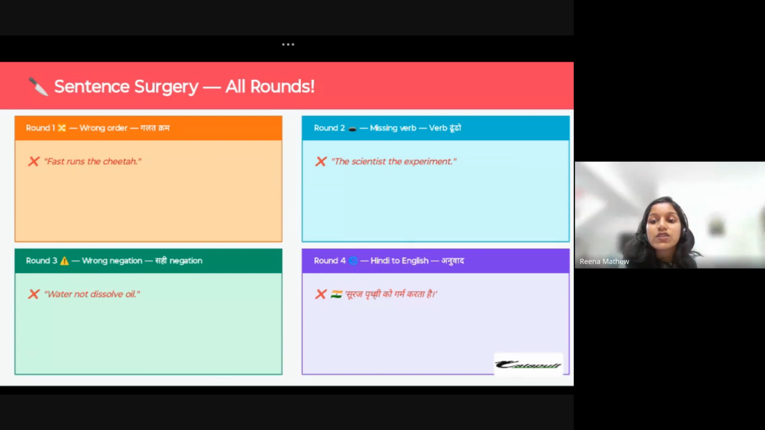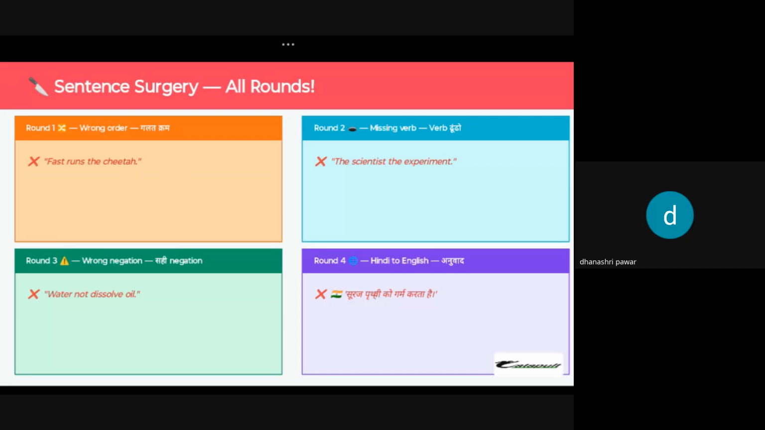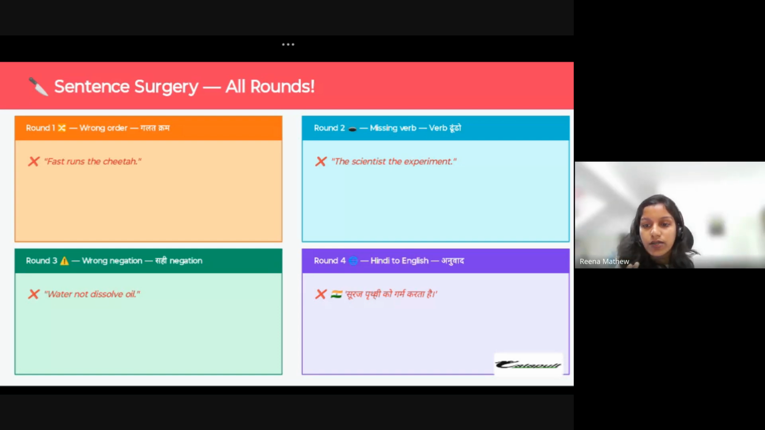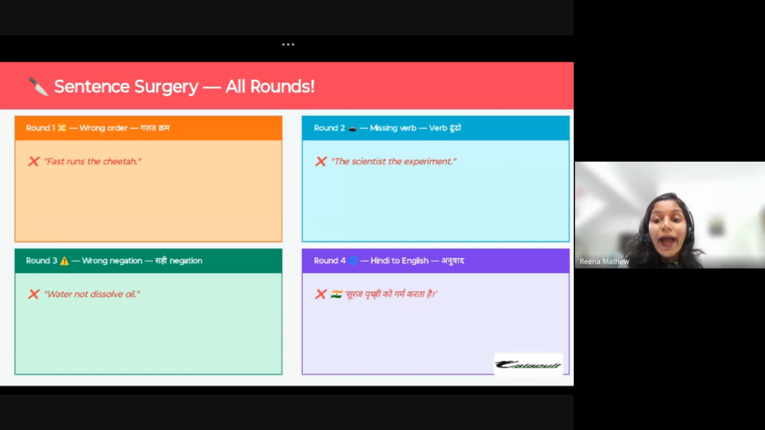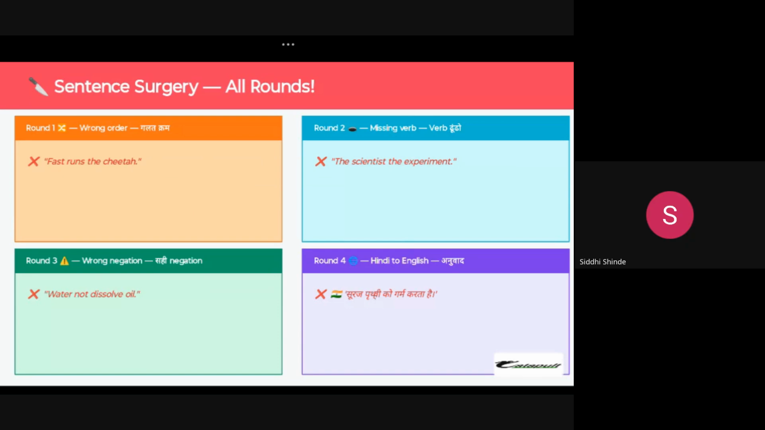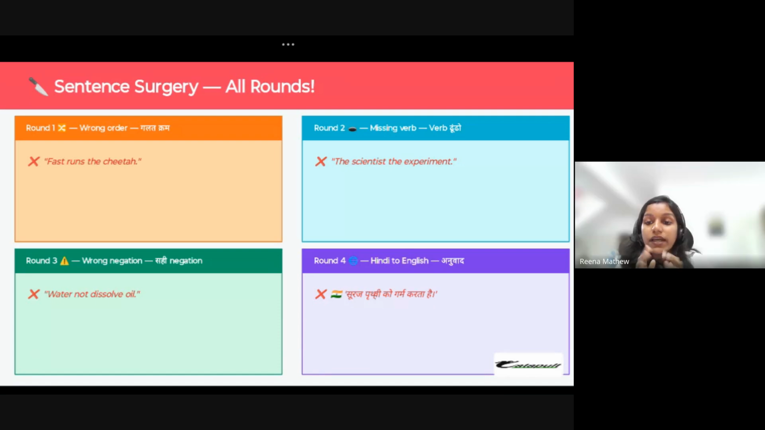Okay. Thank you. Cheetah runs fast. Okay, I'll just make a quick correction here. Shardia has said the cheetah run fast. You add an s: the cheetah runs fast. It is singular. Let me do a quick correction. There's only one cheetah. Ek cheetah hai, there is singular.